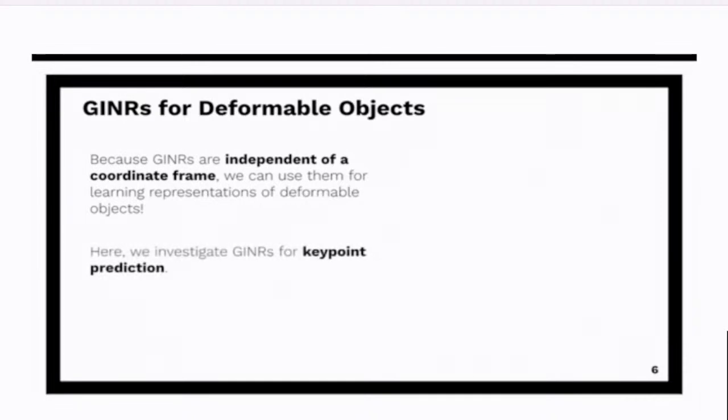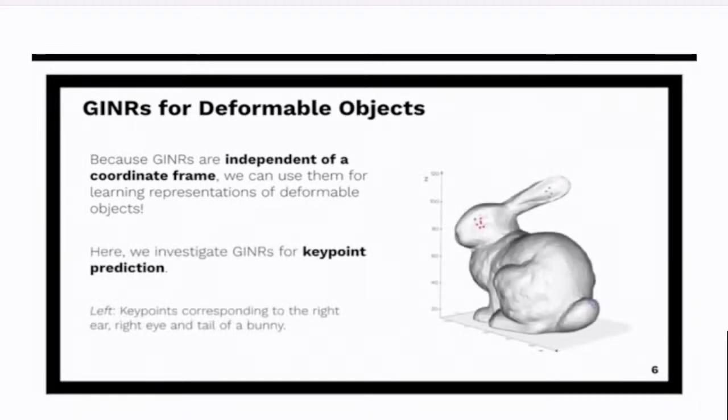Here, we investigate GINRs for key point prediction. Here is the Stanford Bunny with a few key points labeled, corresponding to the right ear, the right eye, and the tail.